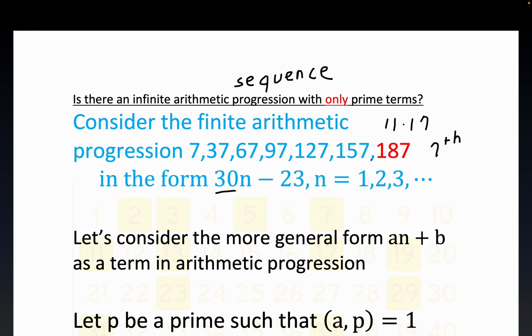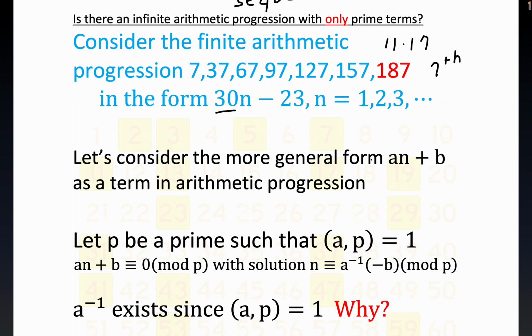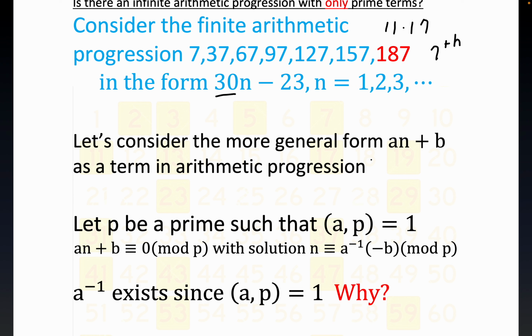Okay. Now let's take a look at the more general form of what an arithmetic sequence would look like. Each of the terms in this sequence would be of the form an plus b. Let's let p just be an arbitrary prime such that a and p are relatively prime. In other words, this is another way of saying that a can't be a multiple of p. But notice if we can find a solution to this equation, that would be the answer to the question is no, because this an plus b would be divisible by p.